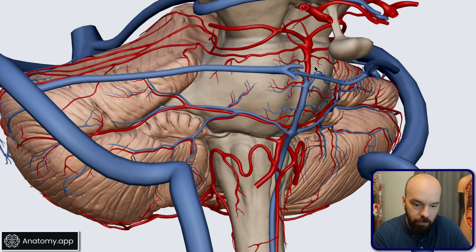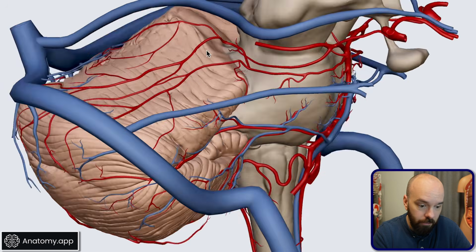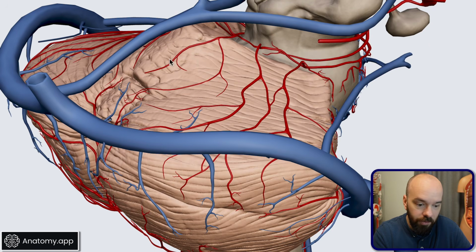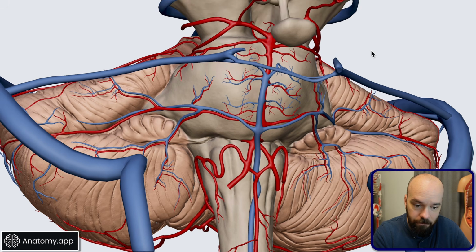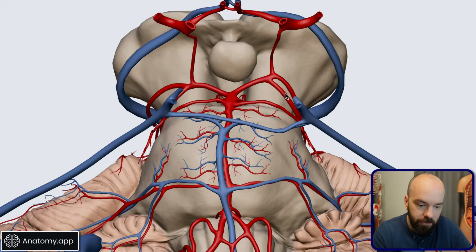And then, of course, up here, we've got this branch, which is going to be the superior cerebellar artery, and that's going to bring blood back over here and supply all of this kind of superior surface of the cerebellum with blood. Here we've got those pontine arteries, those little arteries branching off of the basilar artery, providing the pons with blood. And then up here we can see the circle of Willis.